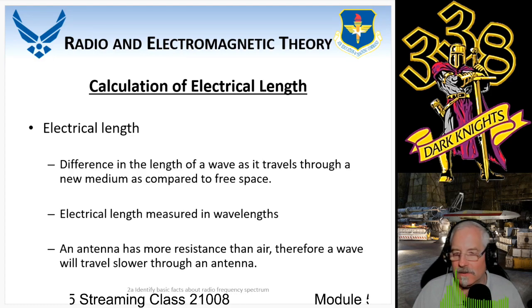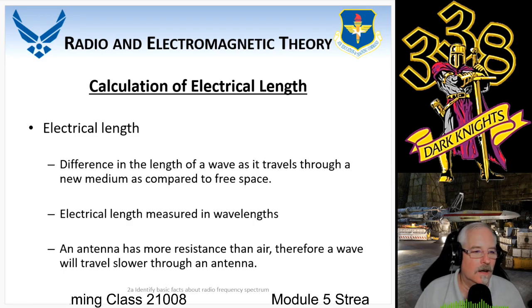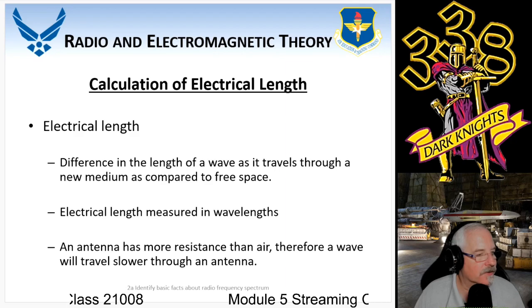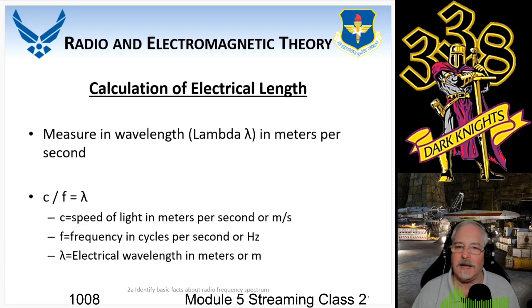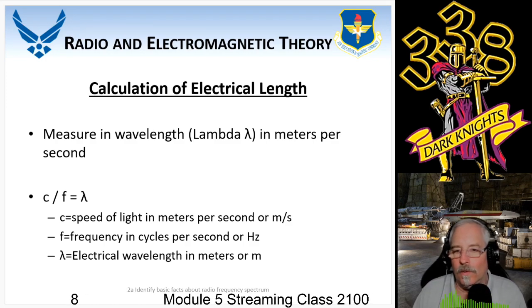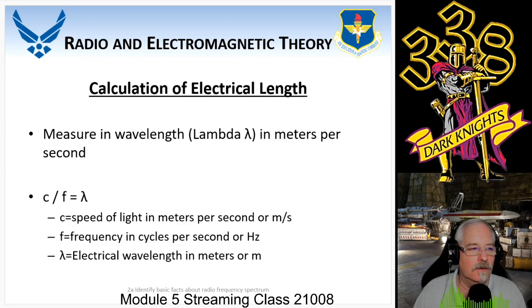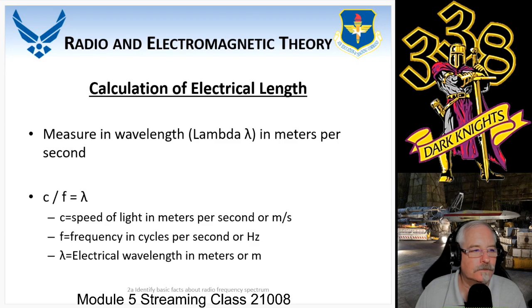Now, an antenna is going to have more resistance than air, therefore the wave is going to travel a little bit slower through the antenna. That's obvious because of the resistance. When you calculate electrical length, I'm breaking it out for you, so there will be a KPC that gives you some information on how to do it. This gives you the overview.